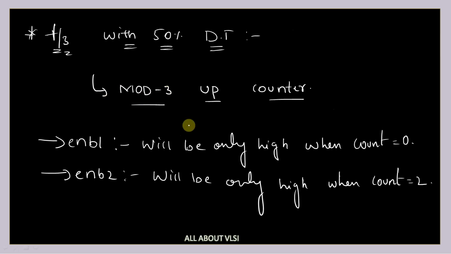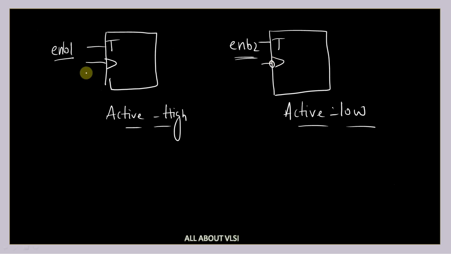The enable one signal is going to become one when our count is equal to 0, and the enable two signal will become high when our count is equal to 2. Enable one is given to the input of our T flip flop, which is a positive edge triggered T flip flop, and enable two is given to a T flip flop which is a negative edge triggered T flip flop. Now I'm going to get my outputs here. Let's say this is my Q0 and this is my Q1.